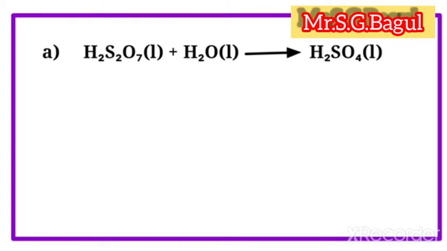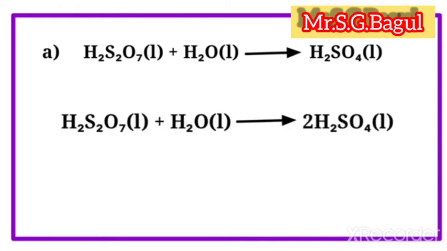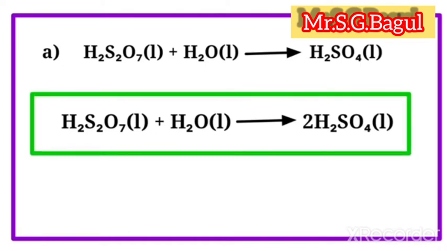H2S2O7 has the maximum number of atoms. First, balance S as it requires a smaller factor. So we will apply a factor 2 to the product H2SO4. Then we get this reaction. Now check whether the equation is balanced. The number of atoms of the elements in the reactant is same as the number of atoms of those elements in the product. So this is our final balanced equation.